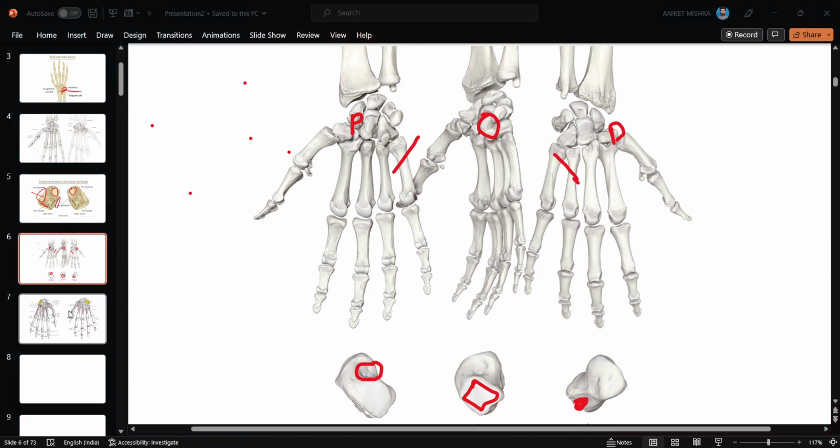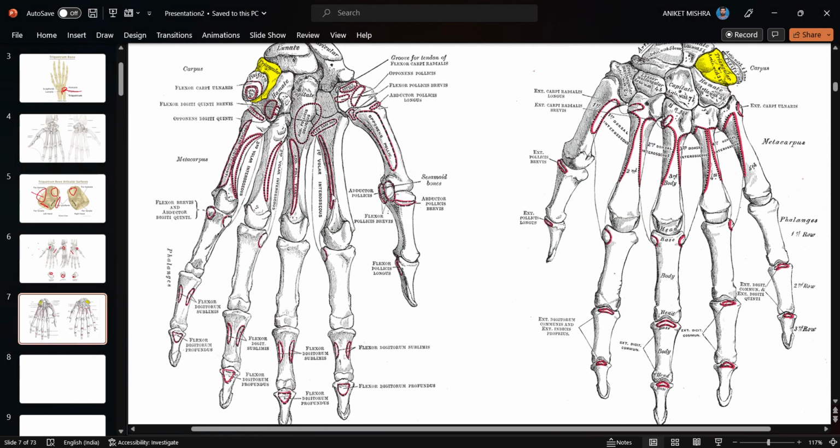When we talk about muscular attachment, there is no muscular attachment on it. It has ligamentous attachments, that is the lunotriquetral ligament, the triangular fibrocartilage complex or TFCC, the ulnotriquetral ligament, the ulnar collateral ligament, and the meniscal homologue ligament.